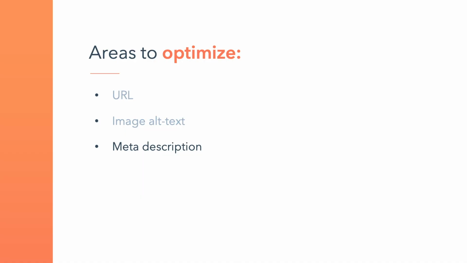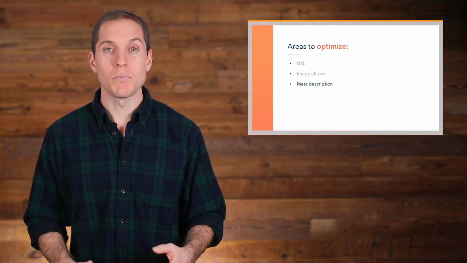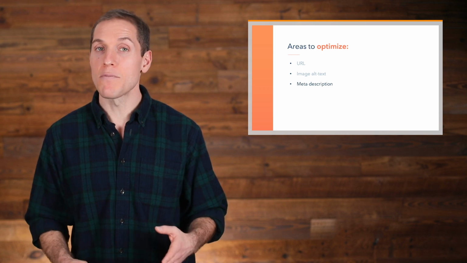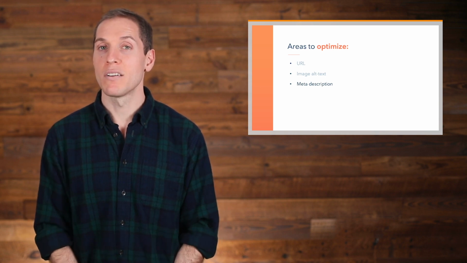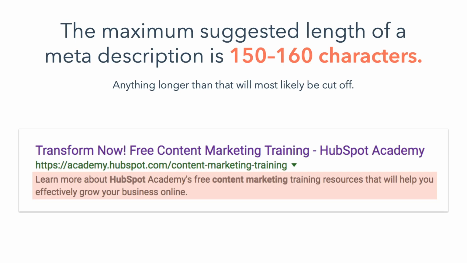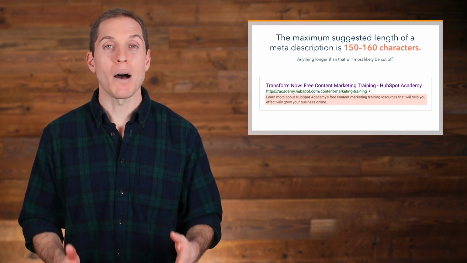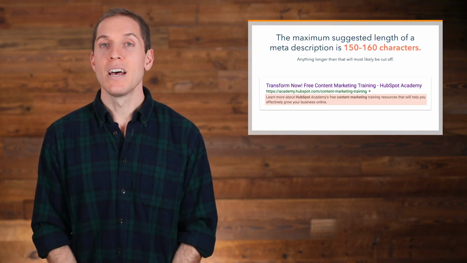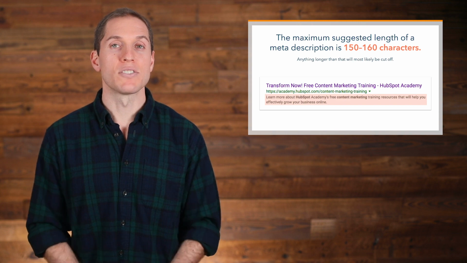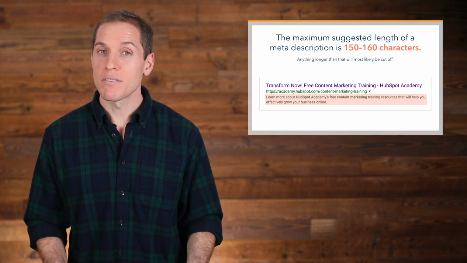Next up is your meta description. Your meta description is meant to give search engines and readers information about your blog post content. The maximum suggested length of a meta description is 150 to 160 characters. Anything longer than that will most likely be cut off. Keep in mind that copy matters a great deal for click-through rates because it satisfies certain readers' intent. The more engaging, the better.